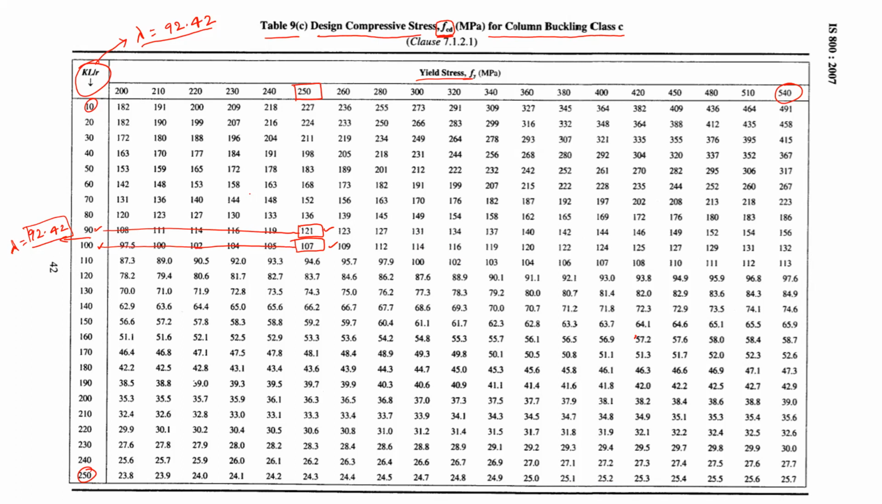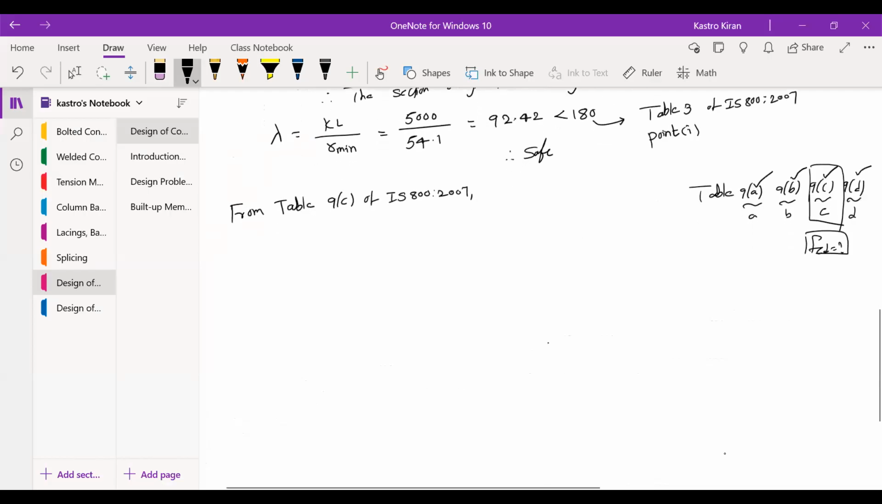So let's quickly write down: when KL by R is 90, the value of FCD for 250 steel is 121, and for 100 it is 107. Let's write these values and start the interpolation process. From table 9C of IS 800-2007, we need the FCD value for 92.42. Let us consider this as X, or you can make it a question mark. We don't know, when lambda equals 92.42, what the value of FCD is.